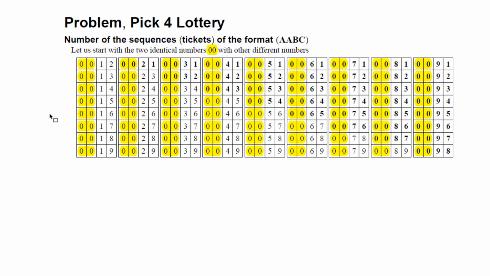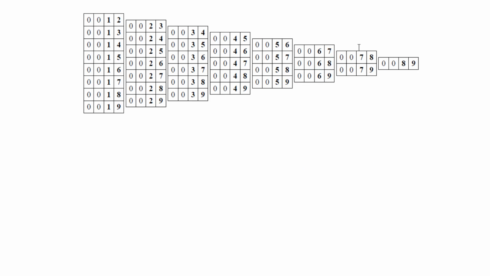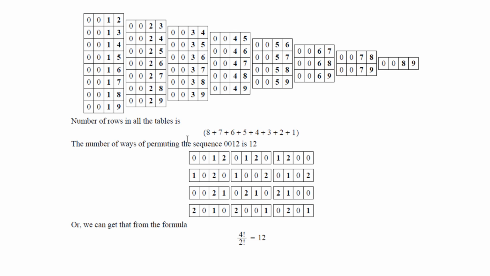But we have to notice something very important: we have similar combinations. We have 0012 and 0021, and when we start to permute, let's say this ticket and this ticket, we are going to get mutual elements between them, so we are going to count the same element more than once. For this reason we have to cross off all these highlighted tickets before we permute them, and we end up with these tickets. They are ready for permutation. The first table has 8 tickets, the second table has 7, the third has 6. We add them together and we get the total number of tickets for the case of 00.